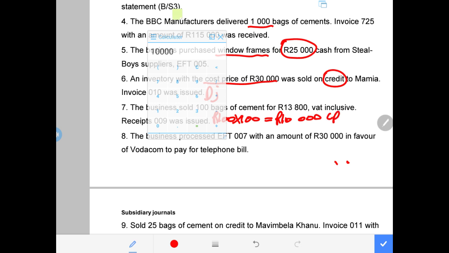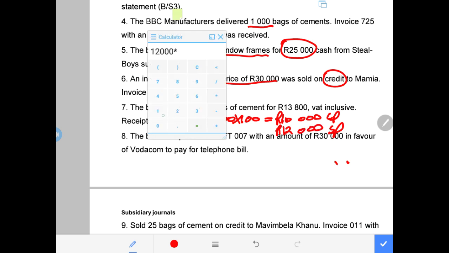10,000 is the cost price. The cost we incurred to buy the 100 bags of cement is 10,000. We know that 10,000 times 1.2 gives us the selling price. Then our selling price will be 12,000.